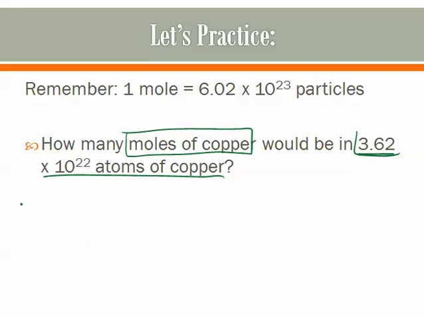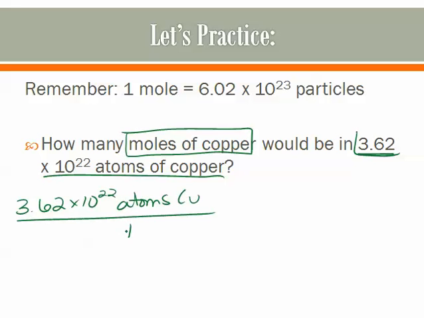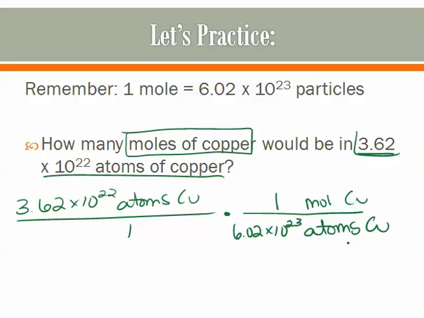So I start by placing my given, 3.62 times 10 to the power of 22 atoms of copper over 1. And then I set up my conversion factor. I take the units that I have and they go into the denominator, and the units that I want, moles of copper, go into the numerator. And then I plug in my numbers. 1 goes with moles, and 6.02 times 10 to the power of 23 goes with my atoms. Double checking units, we see atoms of copper cancels. I'm left with the units that I want, which is moles of copper.